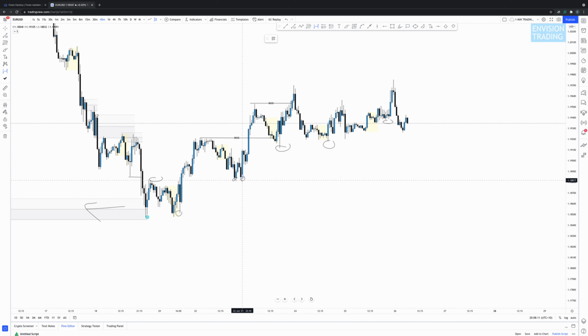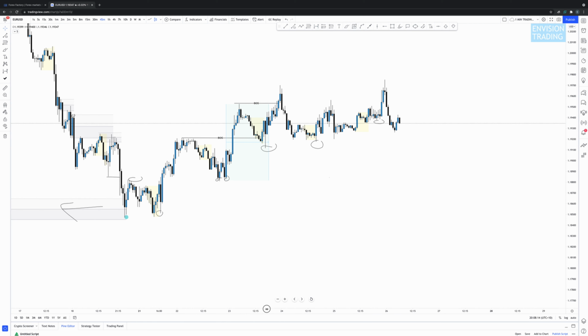So we have the break of structure here. And what does price do? Breaks up, comes right back down. So the discount is from here to here, taps right into the equilibrium to go long again.